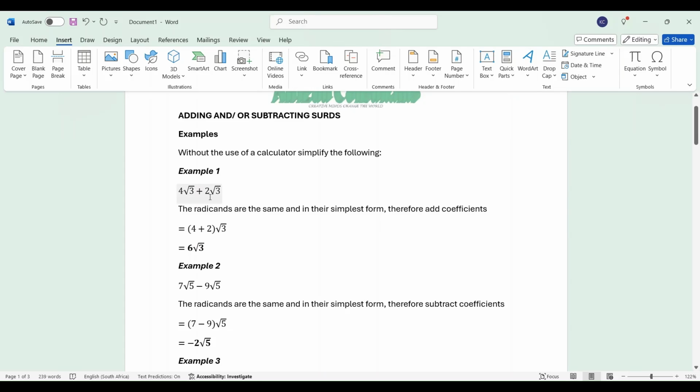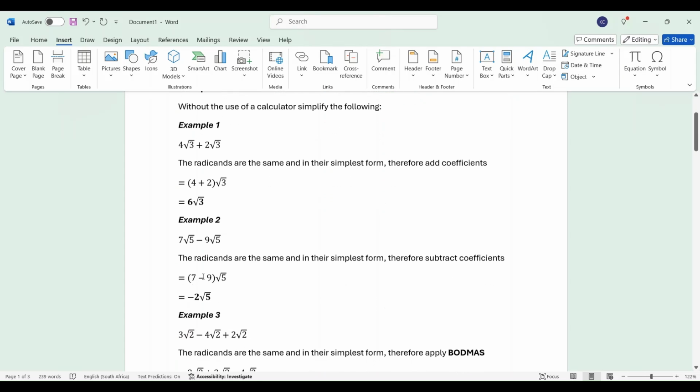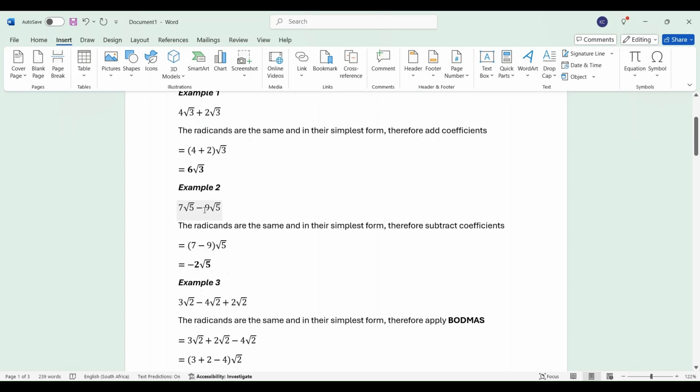Take note, the items under the radicals are not supposed to be added. We only add the coefficients, the same way we do when we are dealing with algebraic expressions or symbolic expressions. Here's our example 2. We've got 7 root 5 minus 9 root 5. The radicals are the same and in their simplest form. Therefore, we just subtract the coefficients. 7 minus 9, we get a negative 2. Then our final answer becomes negative 2 root 5.